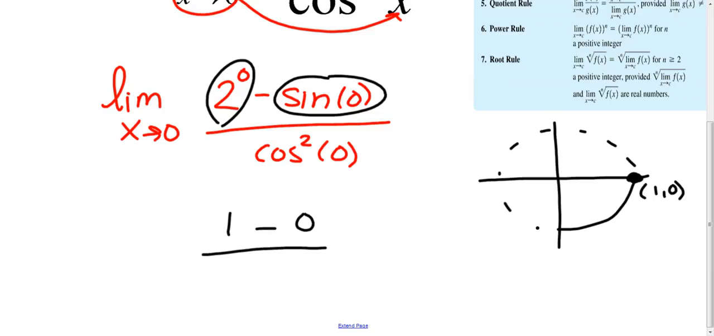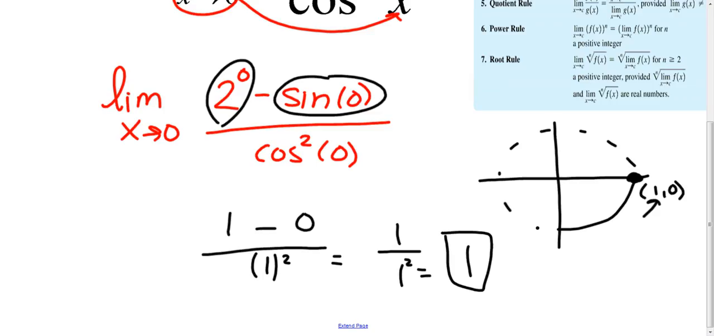Your cosine value at 0, cosine is your x value. So your x value at 0 is 1, but it's cosine squared, so it'll be 1 squared. So you'll have 1 over 1 squared, which is obviously just 1.